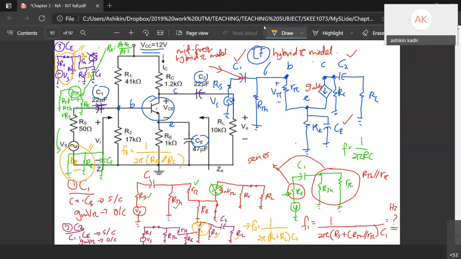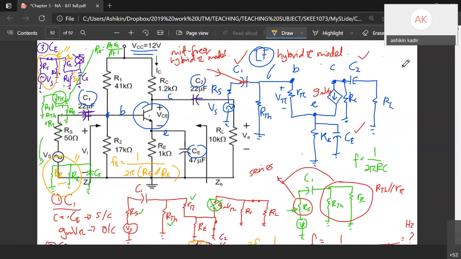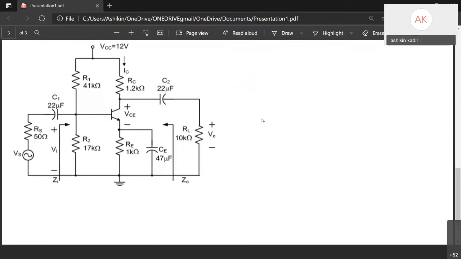Excuse me, can you see it? Can you explain again about the R pi RE equal to beta R pi? I add another page. So we redraw for CE. Yeah, for CE.